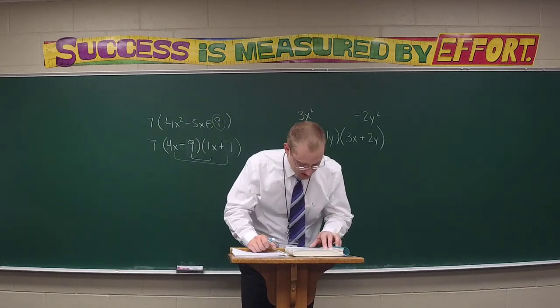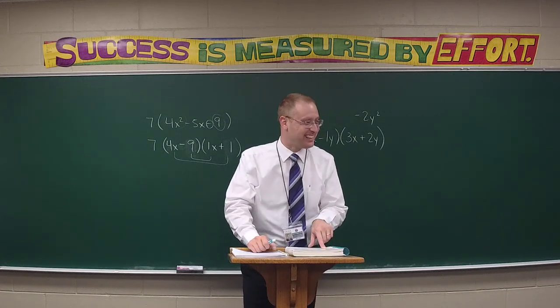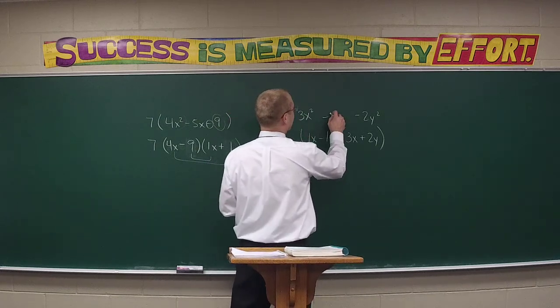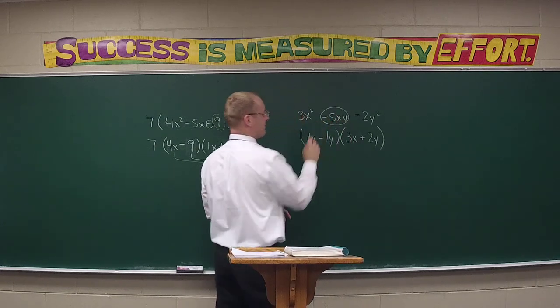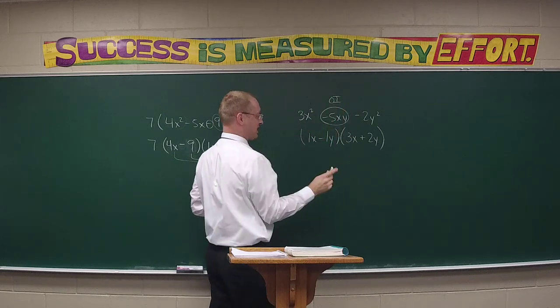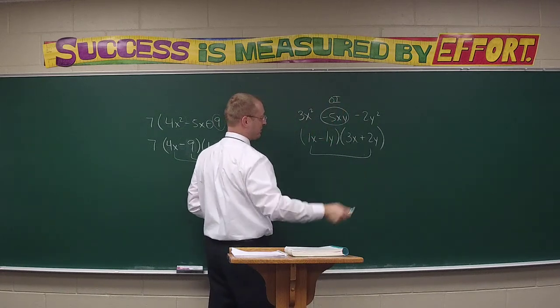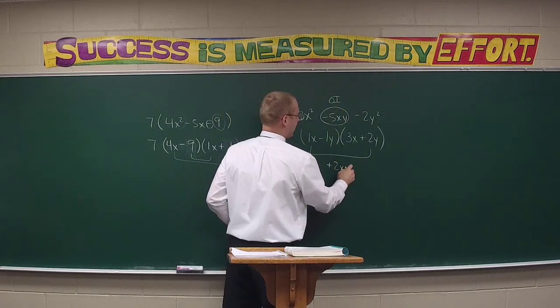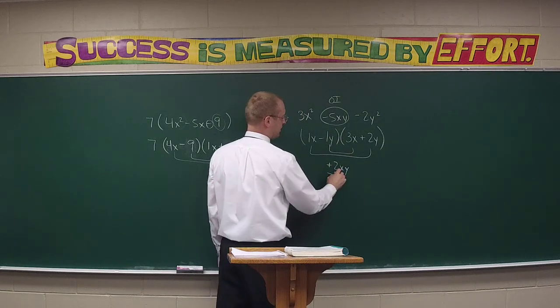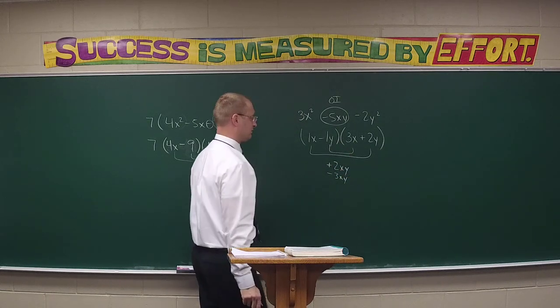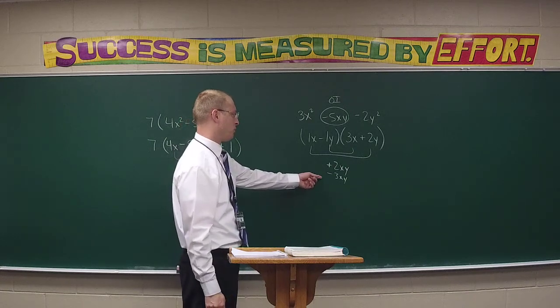6x. Looking at number 17, what's the middle term? Negative 5xy. So this is my goal from the outer inner. This is what outer inner is supposed to give me. When I do my outer, though, positive 2x, and inner, negative 3x, that's not going to work. That gives me a negative 1xy.